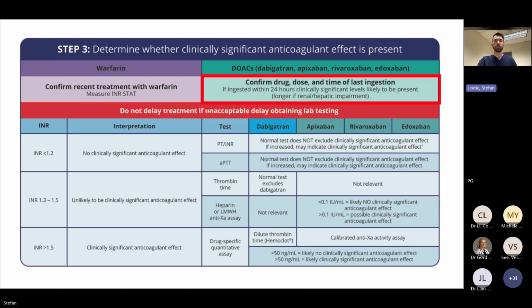So the important information to get from a patient with bleeding on DOAC is when was their last dose? What dose have they been taking and how consistently? What is their renal function? And what is their weight? Okay, because all of these will impact the metabolism of the drug.